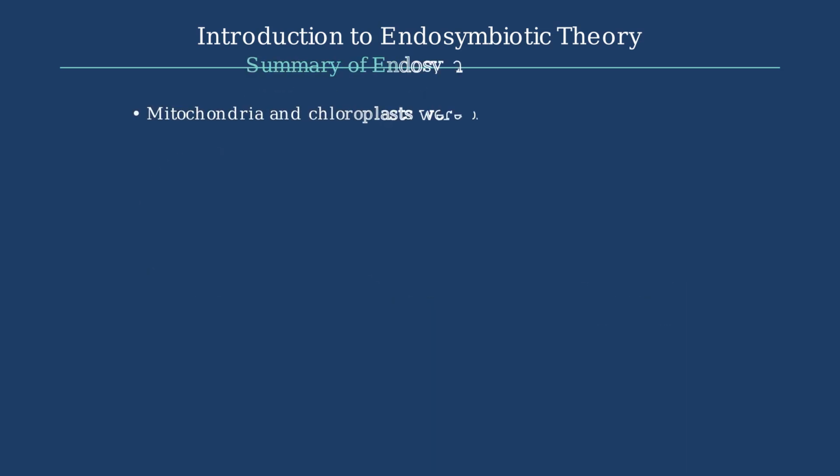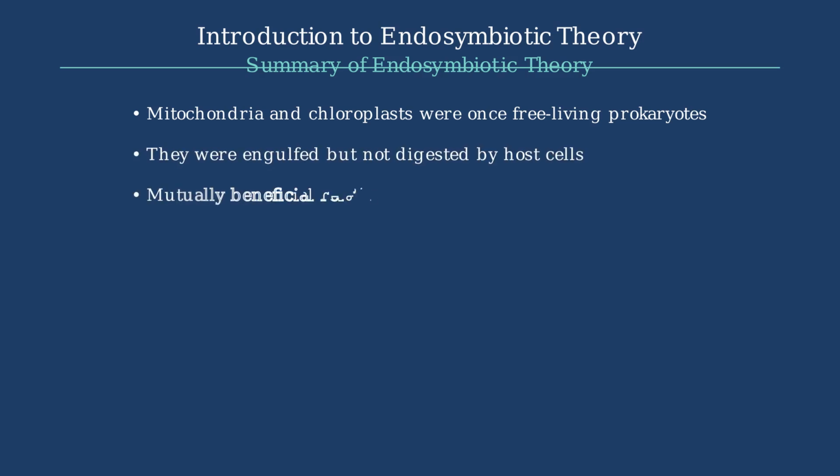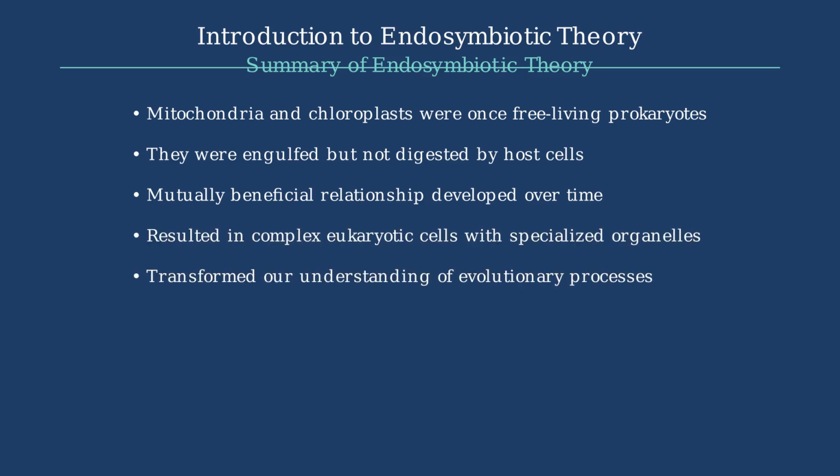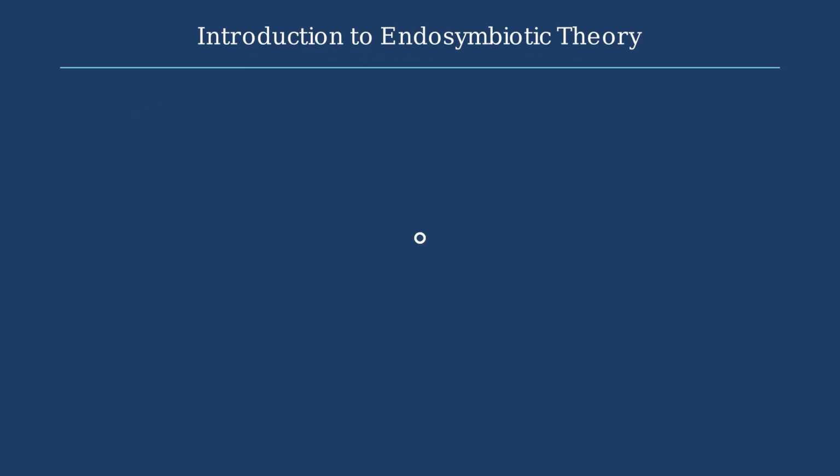To summarize, the endosymbiotic theory states that mitochondria and chloroplasts were once free-living prokaryotes. These prokaryotes were engulfed by host cells but survived to form a mutually beneficial relationship. This process resulted in complex eukaryotic cells and transformed our understanding of evolution. This groundbreaking theory continues to guide our understanding of cell evolution and the increasing complexity of life on Earth.